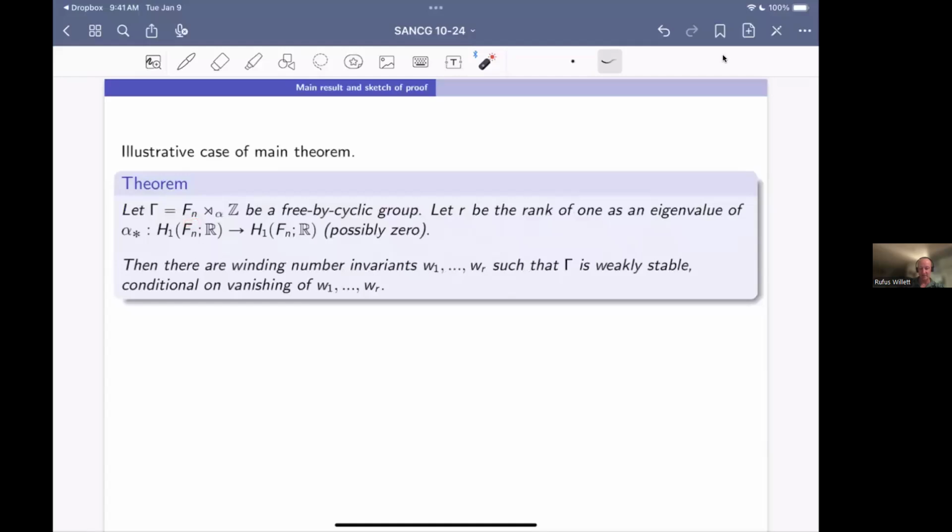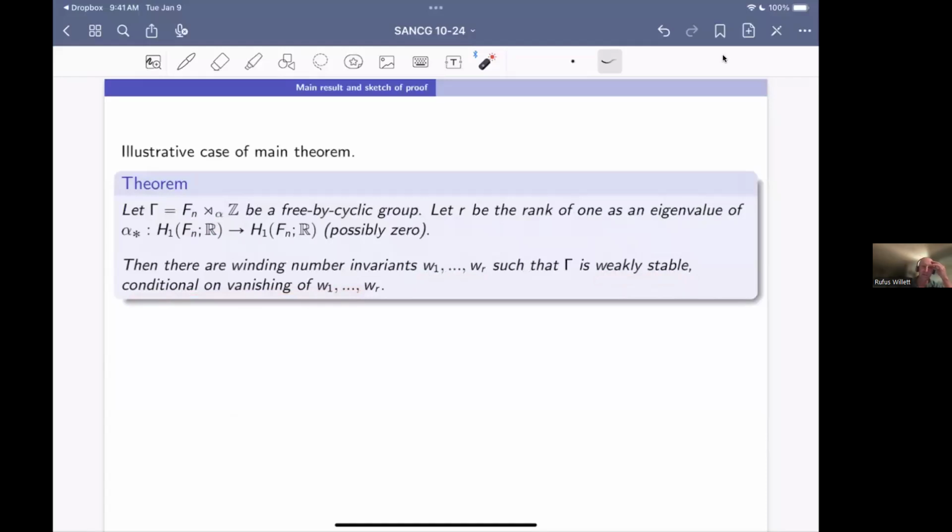Take a free group on n generators, act on it by a cyclic group, and take the corresponding semi-direct product. Now, the automorphism that you use to define that will induce a map from the first homology of the free group to itself, so that's just a map from R^n to R^n. It may or may not have one as an eigenvalue. If it does, then we'll let r be the rank of that eigenspace. That rank is exactly the rank of the second homology group of this semi-direct product. For each such class in the second homology, you can build a winding number invariant, and this group will be weakly stable conditional on vanishing of those winding number invariants.